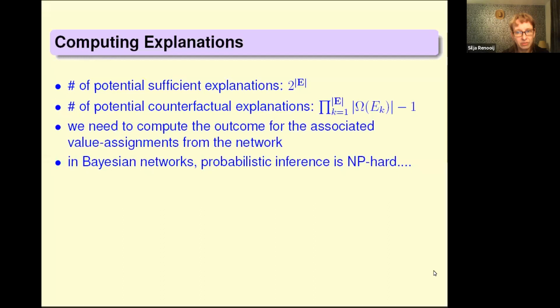In the context of Bayesian networks, that means we have to compute the output of the network for all those combinations of value assignments. That means doing probabilistic inference, which is NP hard, and we need to do it an exponential number of times.